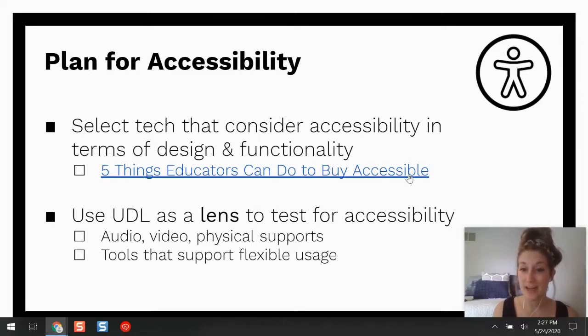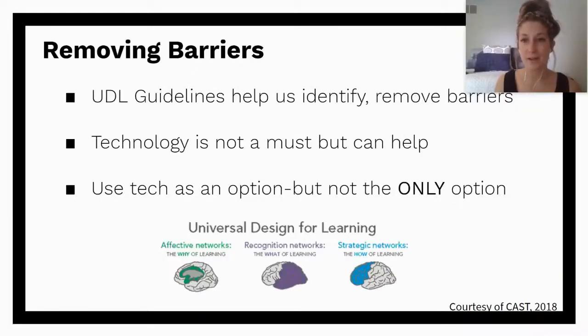A way that you can do that is by using UDL as your accessibility checker. The learning barrier is that the only way the student can respond in the lesson is to raise their hand and say something out loud. Maybe we can find a tech tool that gives students another voice or a way to speak or to share their understanding other than just raising their hand.